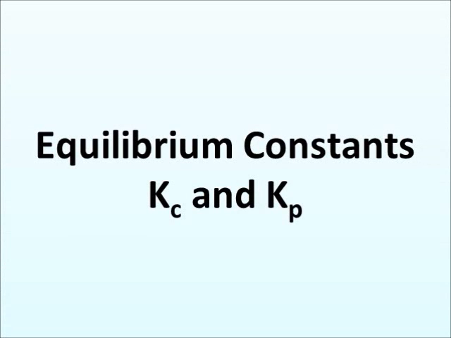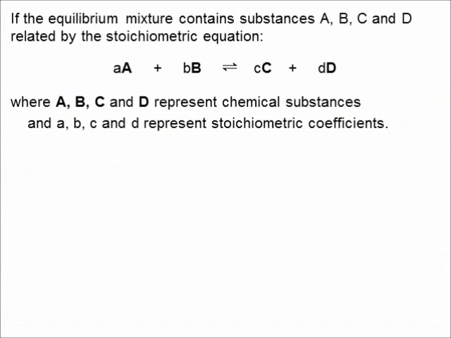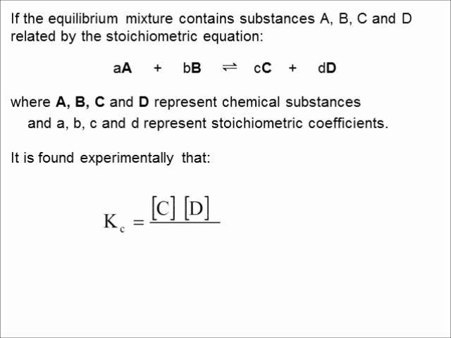In this video, you will learn how to write expressions for equilibrium constants and calculate their values and units. Consider this chemical reaction at equilibrium. It is found experimentally that the equilibrium constant can be expressed as being equal to the concentration of C multiplied by the concentration of D divided by the concentration of A multiplied by the concentration of B.